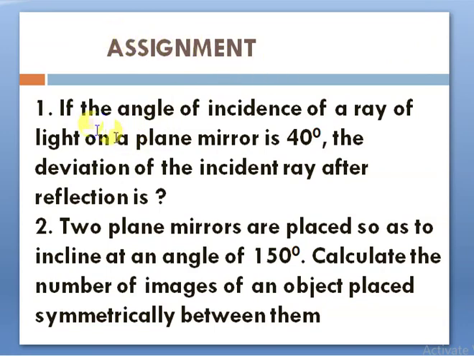Now, assignment number 1. If the angle of incidence of a ray of light on a plane mirror is 40 degrees, the deviation of the incident ray after reflection is dash. You have to solve it. Remember, we talked about deviation, how the ray has been deviated. D, deviation, is equal to 180 minus 2i in our last class. Now, number 2. Two plane mirrors are placed so as to incline at an angle of 150 degrees. Calculate the number of images of an object placed symmetrically between them.